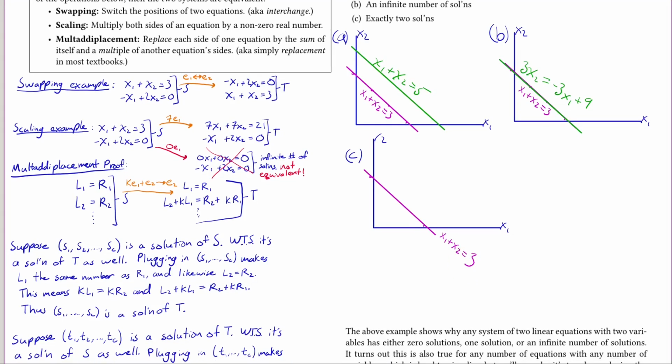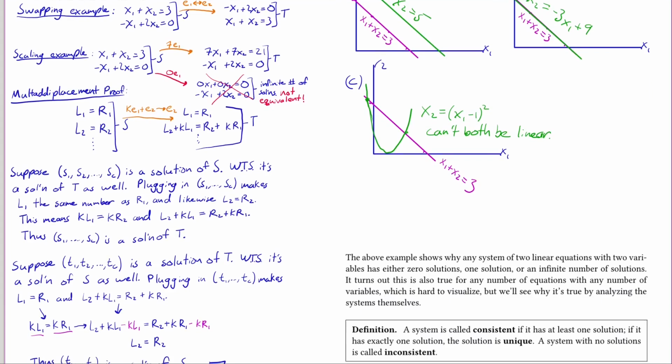Maybe if we have something like this, x2 equals x1 minus 1 quantity squared. That should meet this at 2 points. We can't have both equations as linear equations. So this sort of shows you why any system of two linear equations with two variables has either 0 solutions, 1 solution, or an infinite number of solutions.